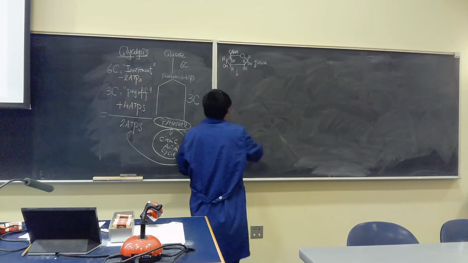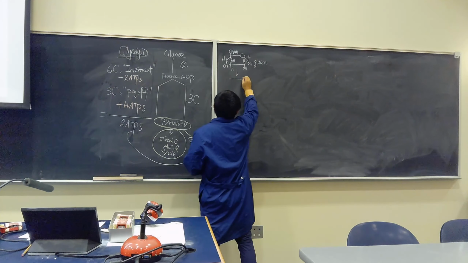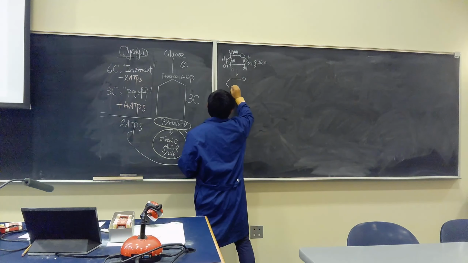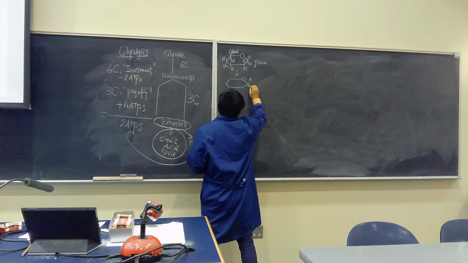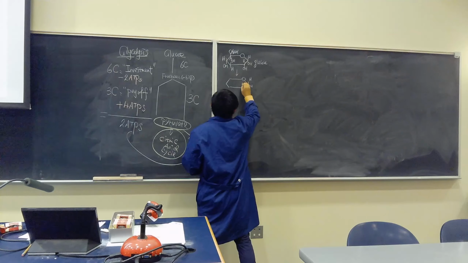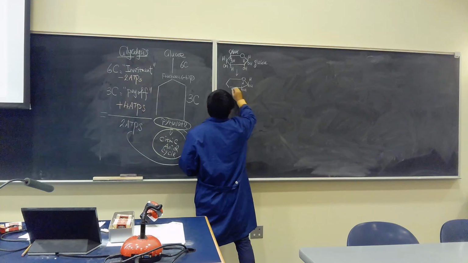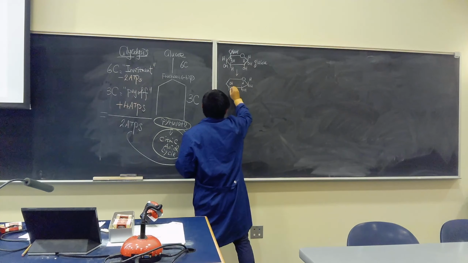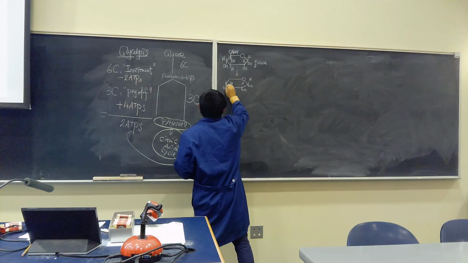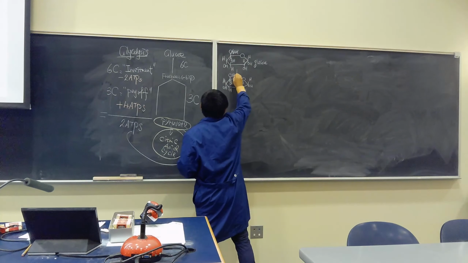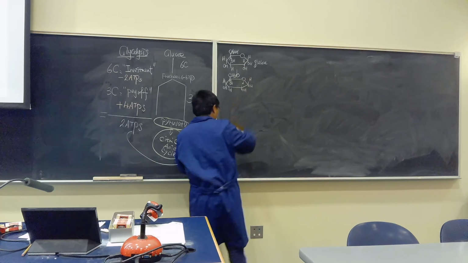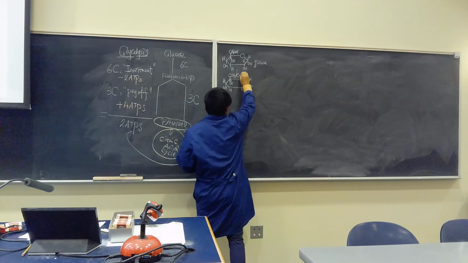the first step, glucose 6-phosphate. Okay, let's say you draw it. You already know glucose. So we go OH, OH, H, OH, H, and go here H, CH2O. The phosphate goes here.